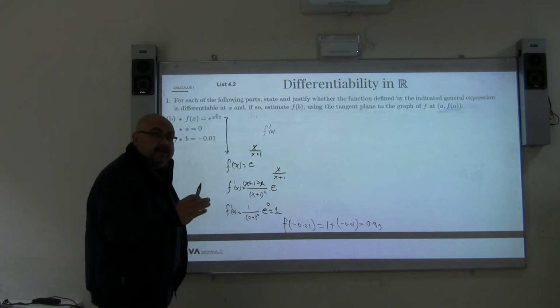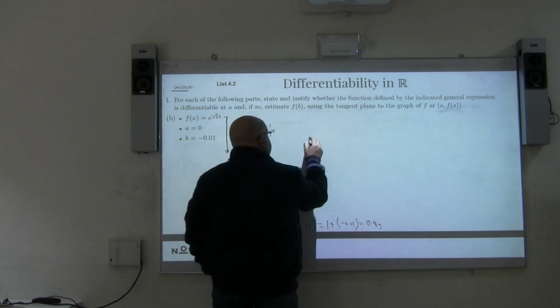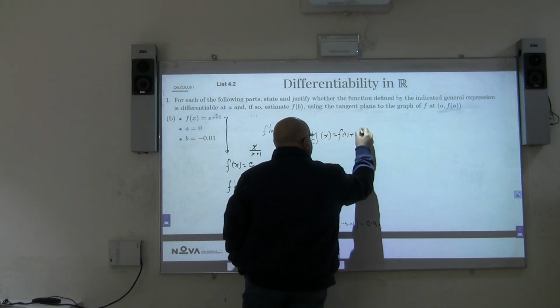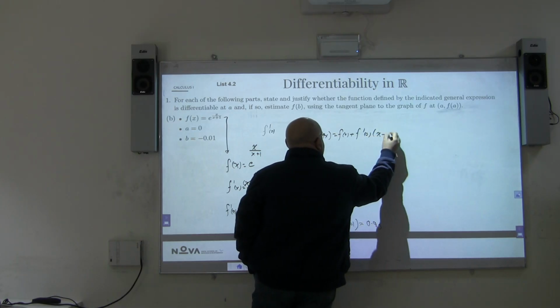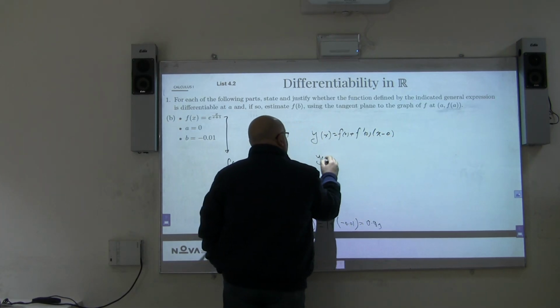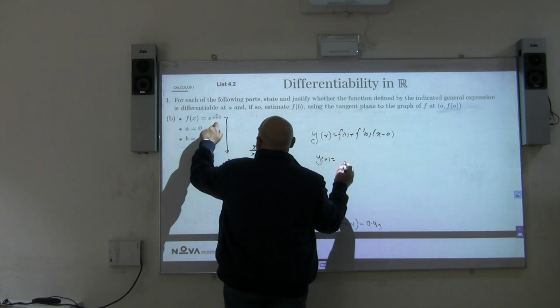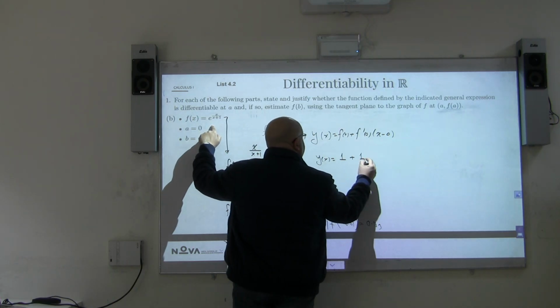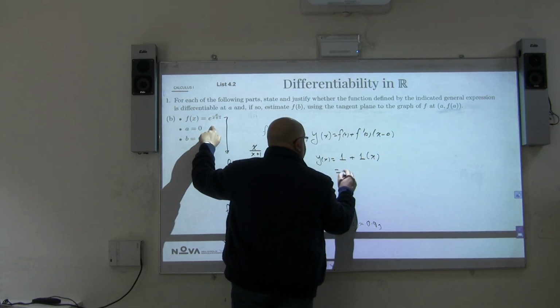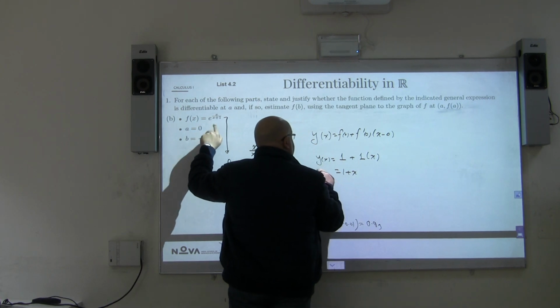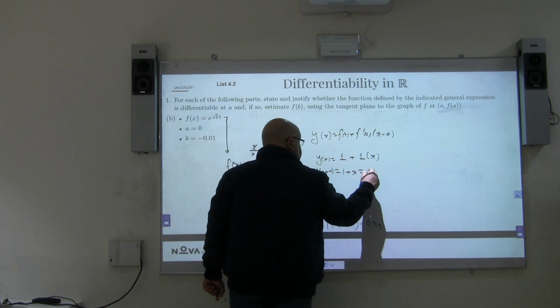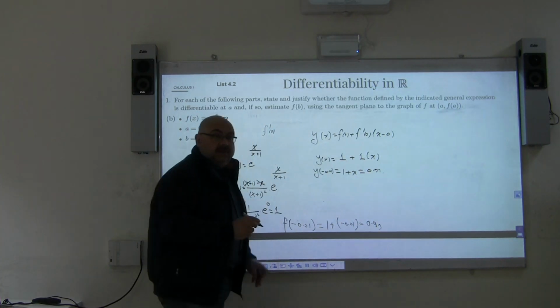Now I can approximate. I have the definition. So I will say that y at x is equal to f at 0 plus f dash at 0 times x minus 0. So y of x is going to equal f at 0 substituted, which is going to be equal to 1, plus f dash at 0, which is 1, times x. So it can be approximated by 1 plus x. I need to find the value near the origin, which is minus 0.01. So all I have to do is substitute, and the result will be 0.99.